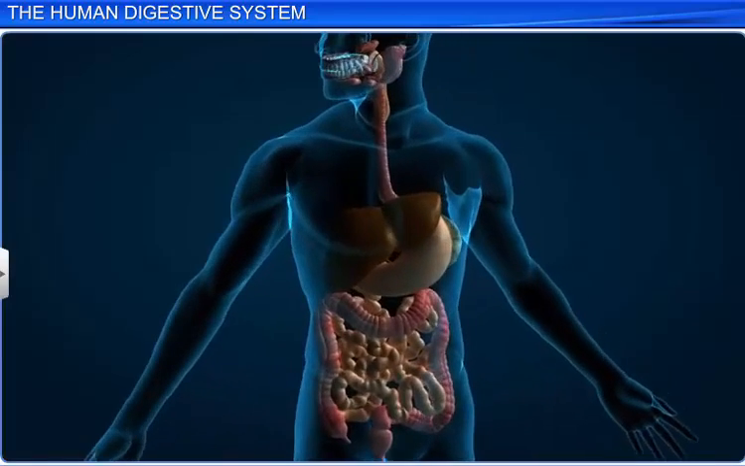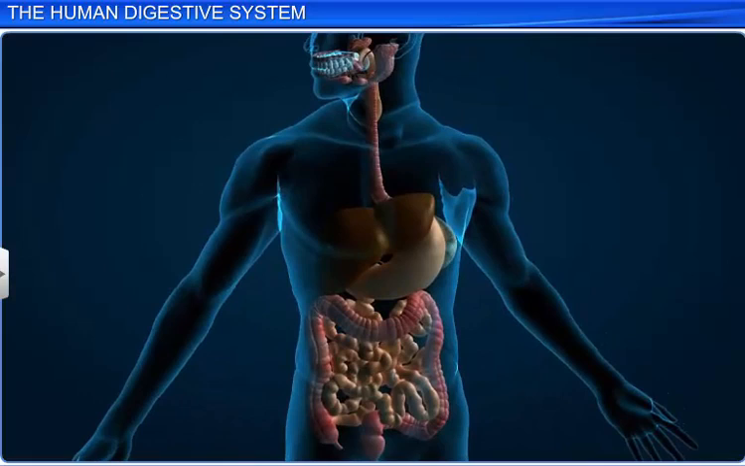Together, the organs of the alimentary canal and the associated glands digest the food we eat and digest the undigested food.